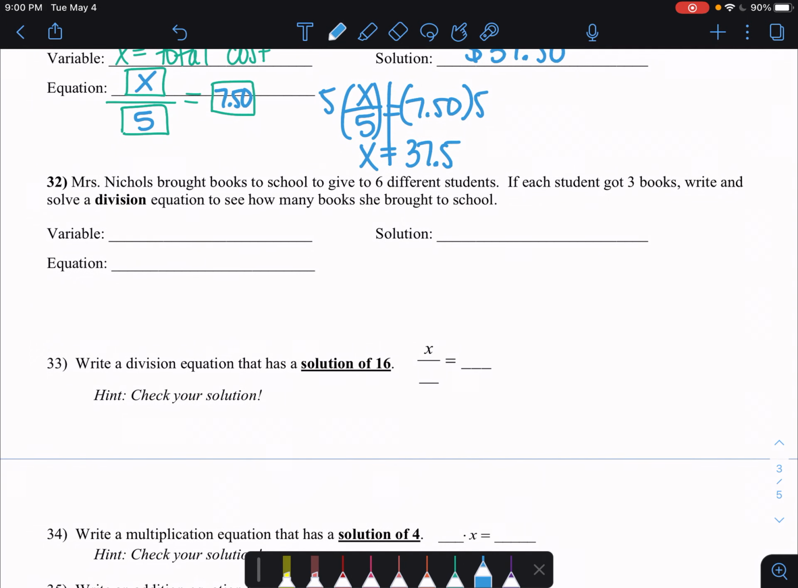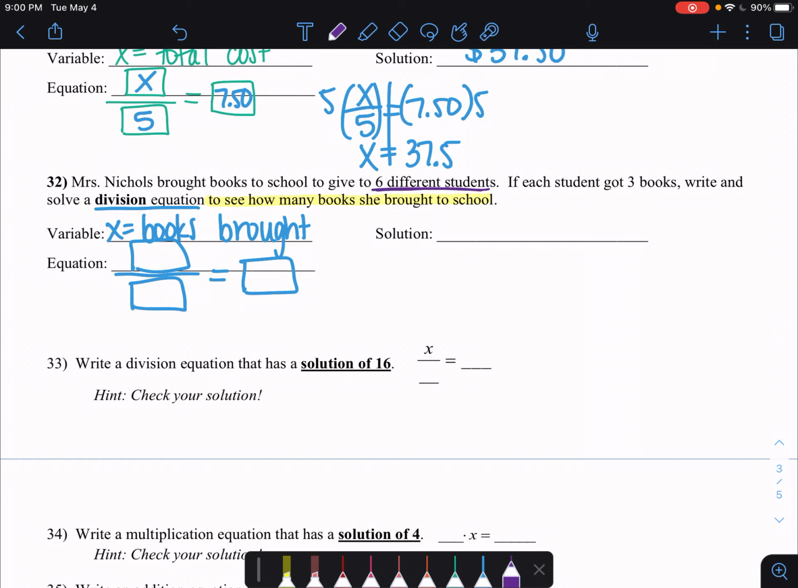Number 32 says Mrs. Nichols brought books to school to give to 6 different students. If each student got 3 books, write and solve a division equation to see how many books she brought to school. So we're going to say X is books brought. And again, I'm going to have something on top divided by something on the bottom is equal to something on the other side.